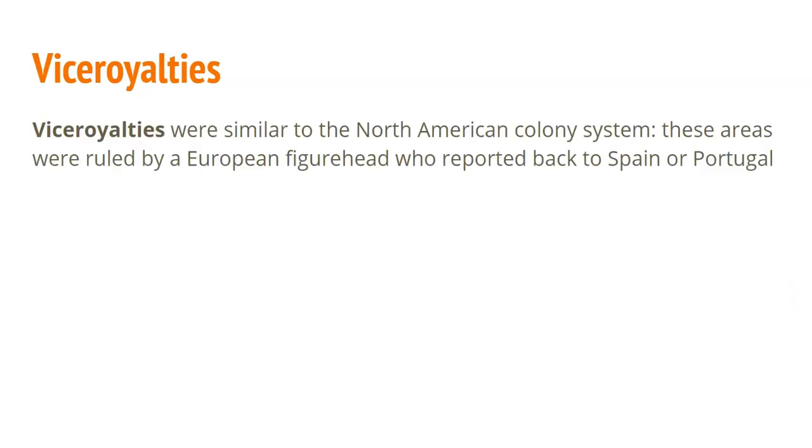In this Viceroyalty system, you'll remember that indirect rule was when the Spanish would have a person of Incan descent as a figurehead to rule things for them. The switch to the Viceroyalty would be very similar to the North American colony system, where you have a European figurehead. So we're not using someone of local descent, but someone of colonizing descent, who then reports back to Spain or Portugal, depending on if you're in the western or the eastern side of South America. The term viceroy refers to these officers, a European ruler for that colony reporting back to the home sovereign.